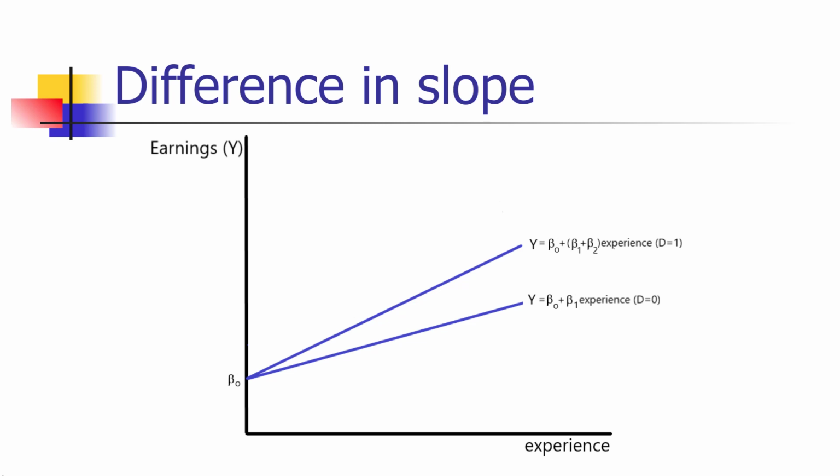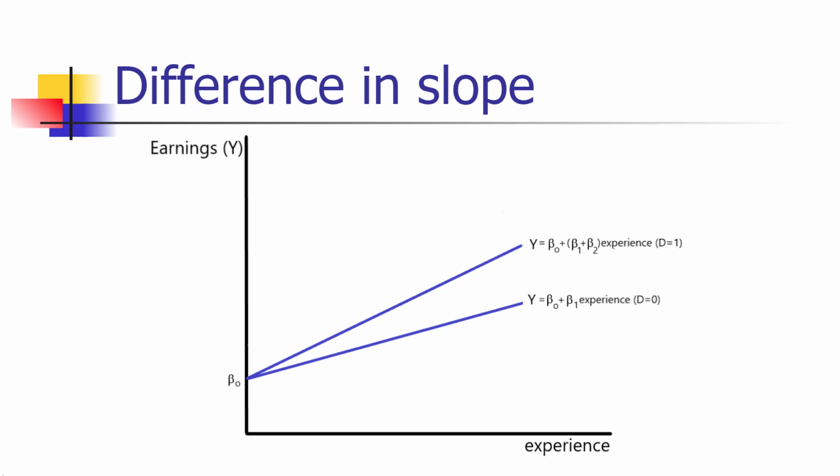In the case of females in this sample, the slope is just equal to beta 1 because the dummy variable is 0. In the case of males, because the dummy variable is 1, the slope would be equal to beta 1 plus beta 2. So again, beta 2 is just the difference in the slope.